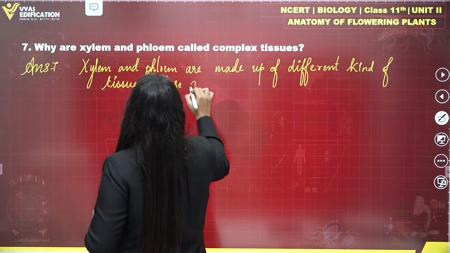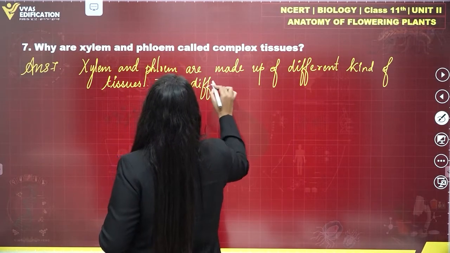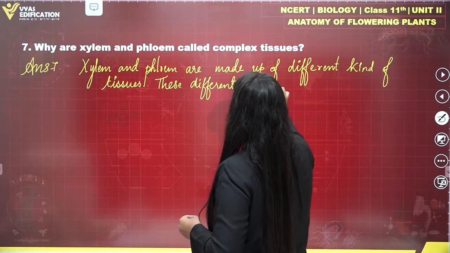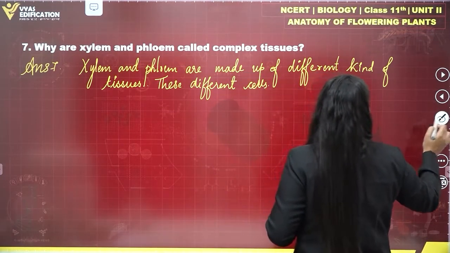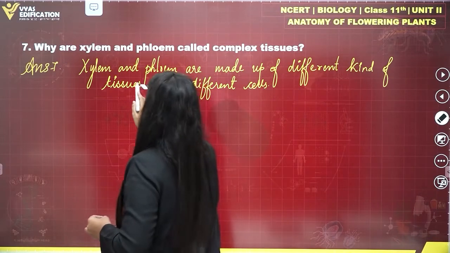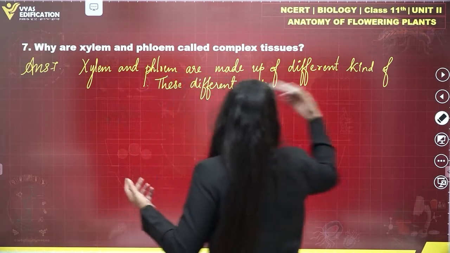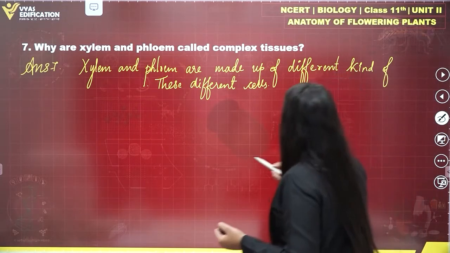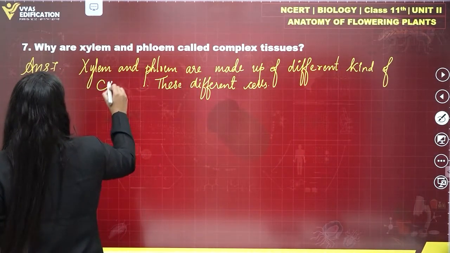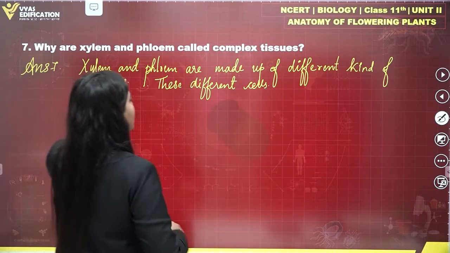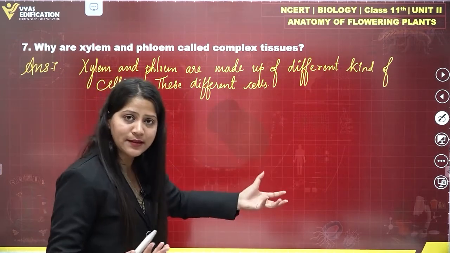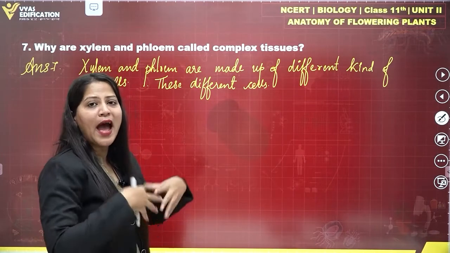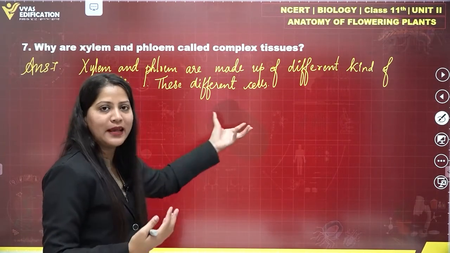These different, not tissues, here we are going to write cell. The appropriate word is cell, because tissues are made up of cells, not tissues are made up of tissue. So here we can write different kind of cells. Right. So xylem and phloem are made up of different kind of cells. Different kind of cells group together to form a tissue, and this makes them complex tissue.